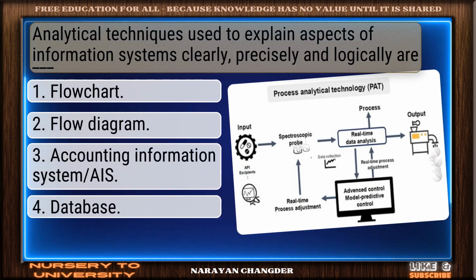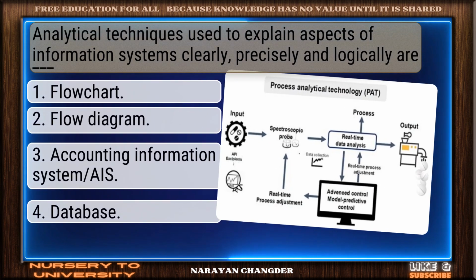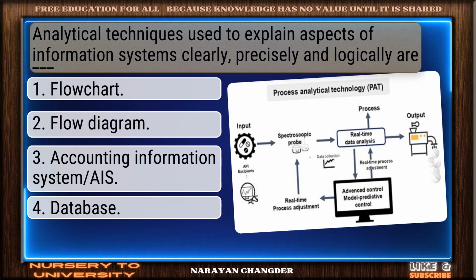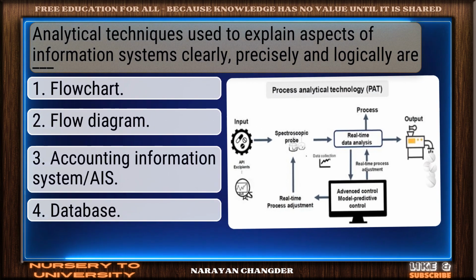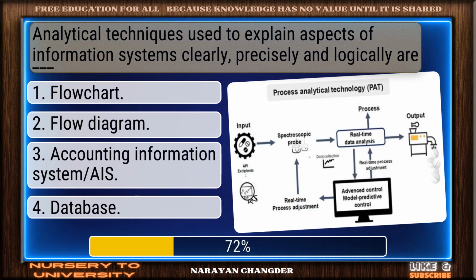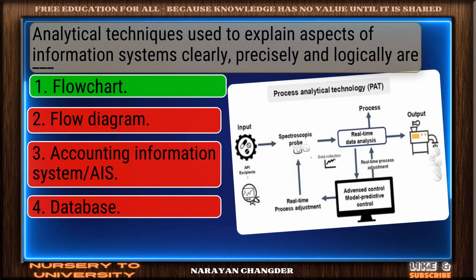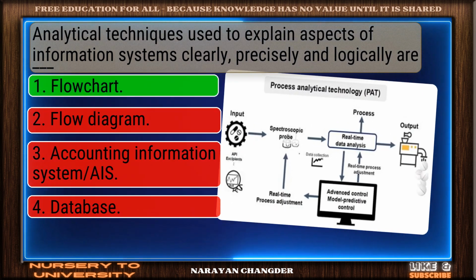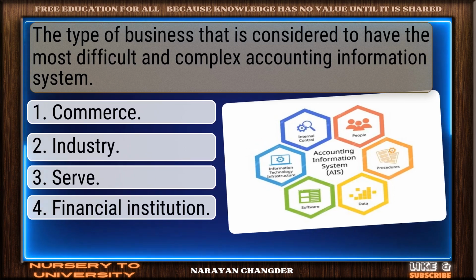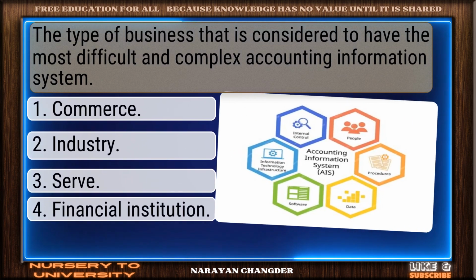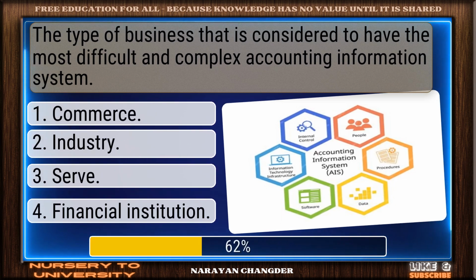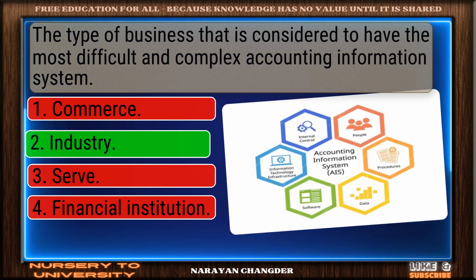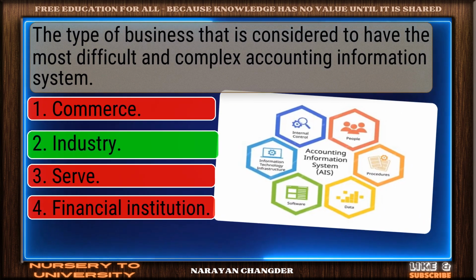Analytical techniques used to explain aspects of information systems clearly, precisely, and logically are dash. Strong choice. Flowchart is the right answer. The type of business that is considered to have the most difficult and complex accounting information system. You chose industry, and it is correct.